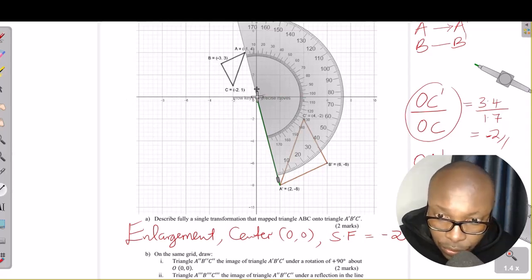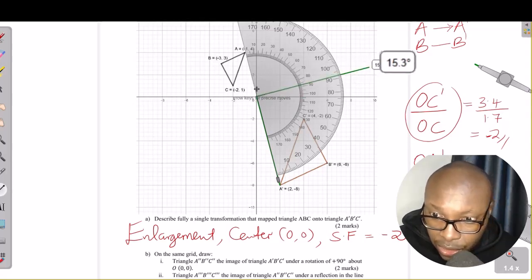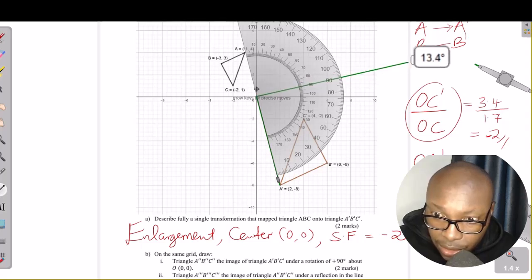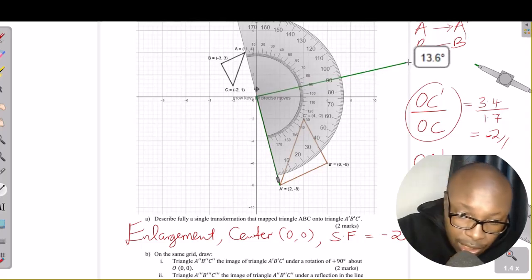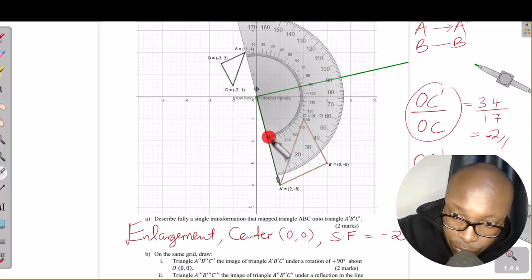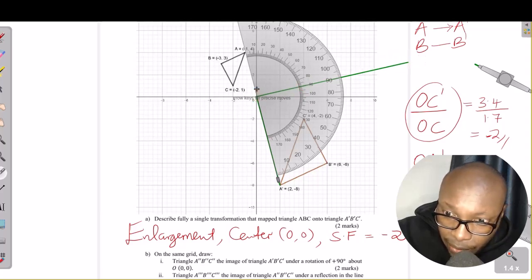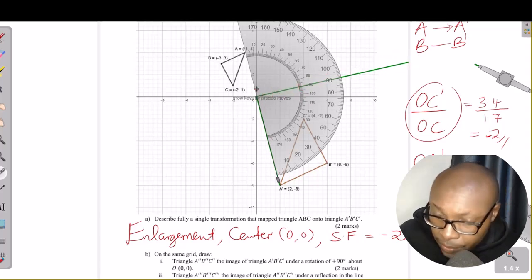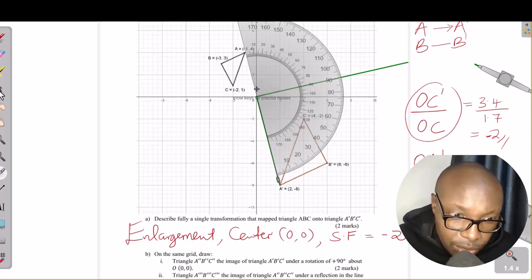So this is what I'm going to draw. You can see that is 90 degrees. From this point, 0 all the way to 90, that is anti-clockwise. That is positive 90 degrees. That's how you measure it. So you draw that line there. So this is 90 degrees.